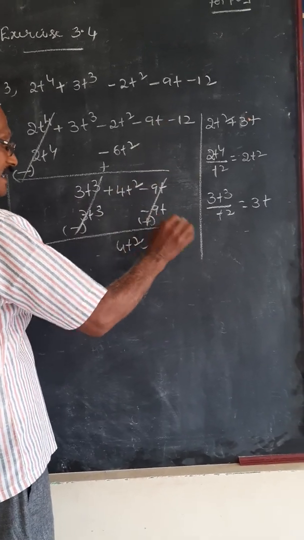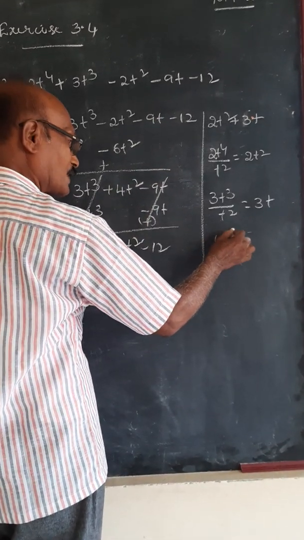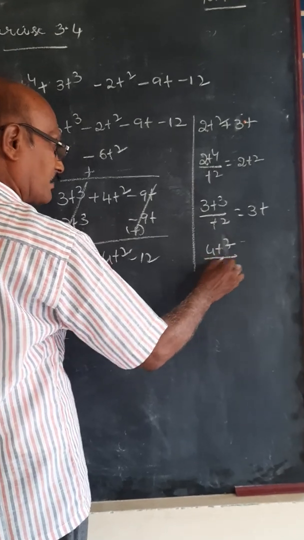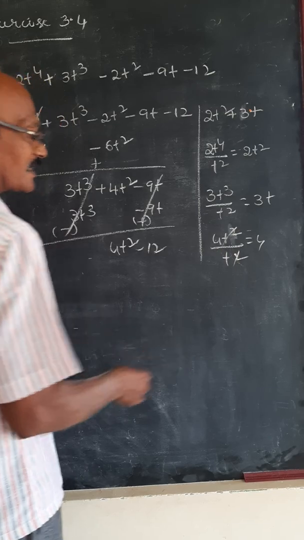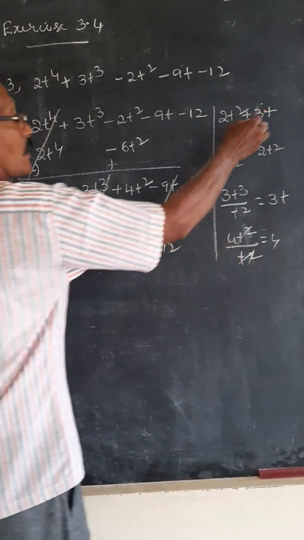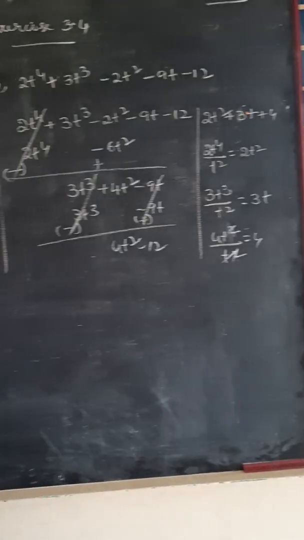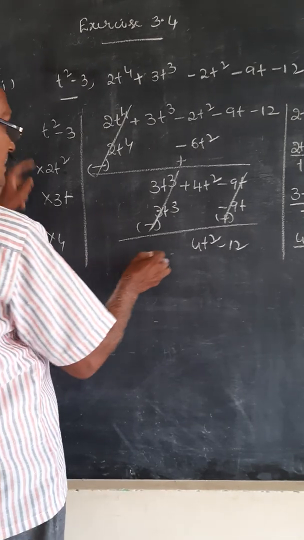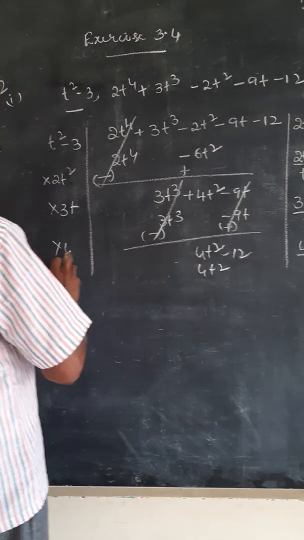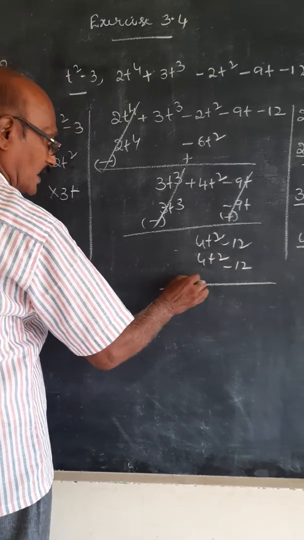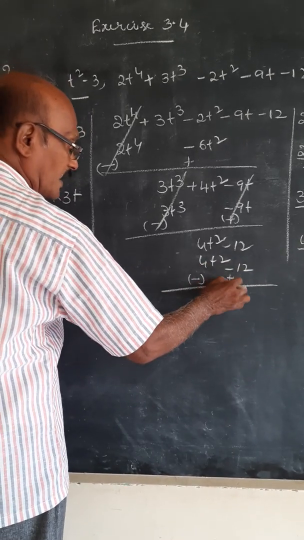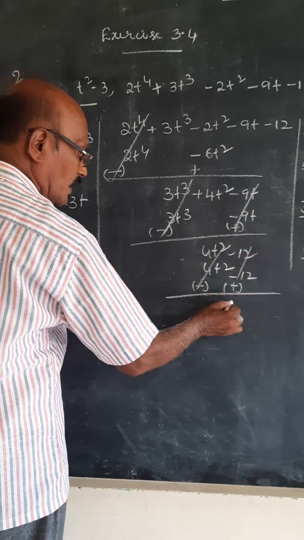Last term minus 12. Go to step 3. 4t square by t square. So t square cancels. The answer is 4. So the quotient is 4. Multiply with the 4. 4 into t square, 4t square. 4 into 3, 12. Minus 12. Draw a line. Change the symbol. Minus, plus. These two are cancelled.